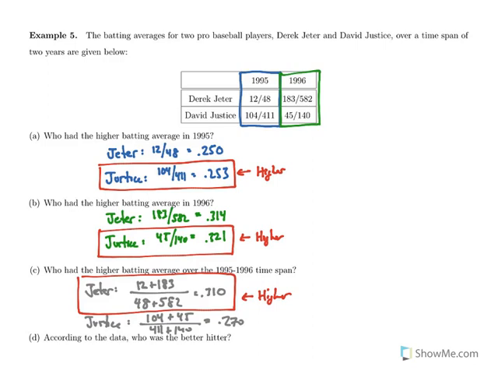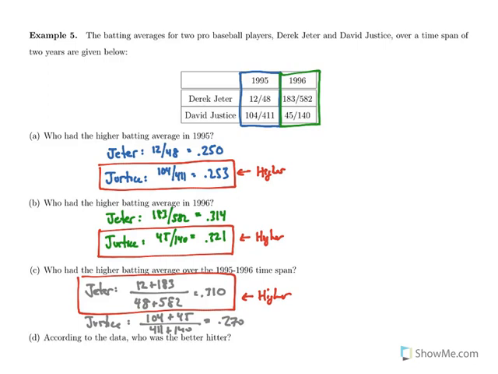So to answer the question, according to this data, who was the better hitter? And this is not an easy question. In fact, it doesn't really have an answer. This is kind of subjective as well. But David Justice was the better hitter in both seasons. In 1995, he was the better hitter. In 1996, he was the better hitter. But when you look at both seasons together, Derek Jeter was the better hitter.